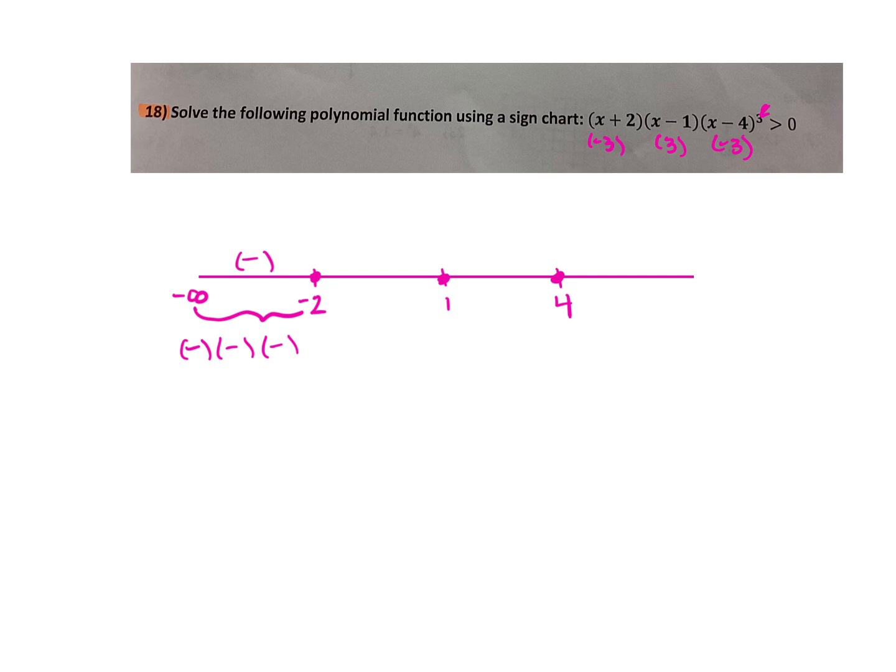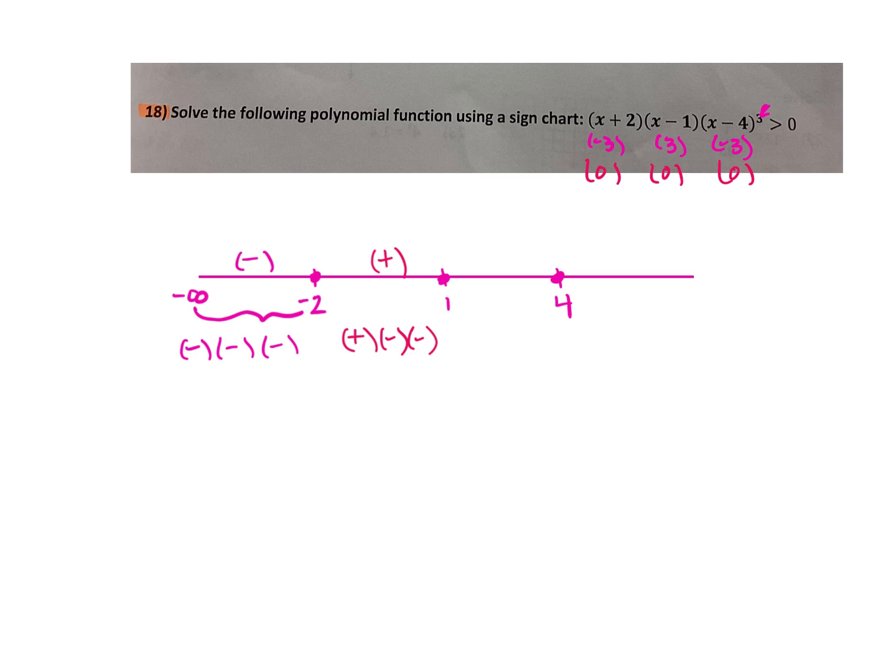Now from negative 2 to 1, what number would I choose? I'd probably choose 0 there. So if I put 0 in, now I'm looking at a 0 value. That red shows up a little better than the pink. Sorry about the pink. So if I put 0 in, 0 plus 2 is positive. 0 minus 1 is negative. And 0 minus 4, even if I cube it, is negative. So what I've got there is a negative times a positive. That's going to come out positive because those two negatives are going to cancel.